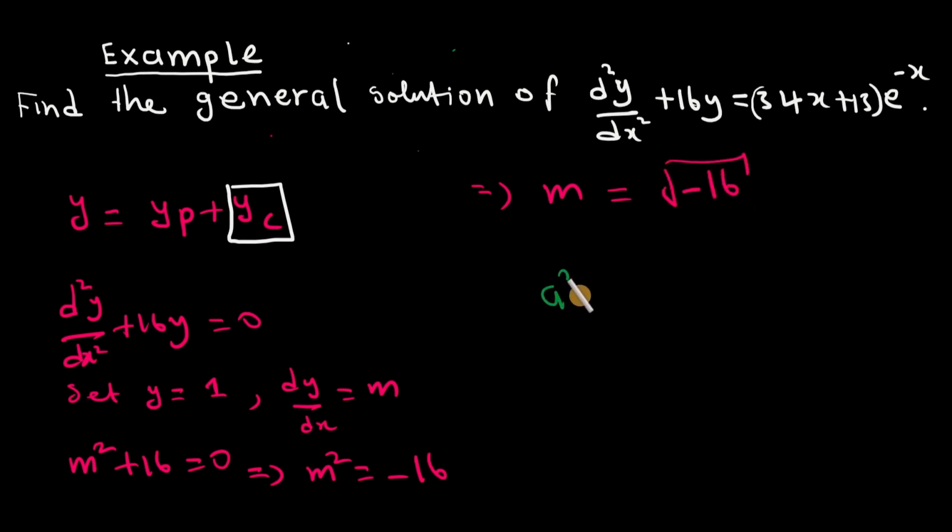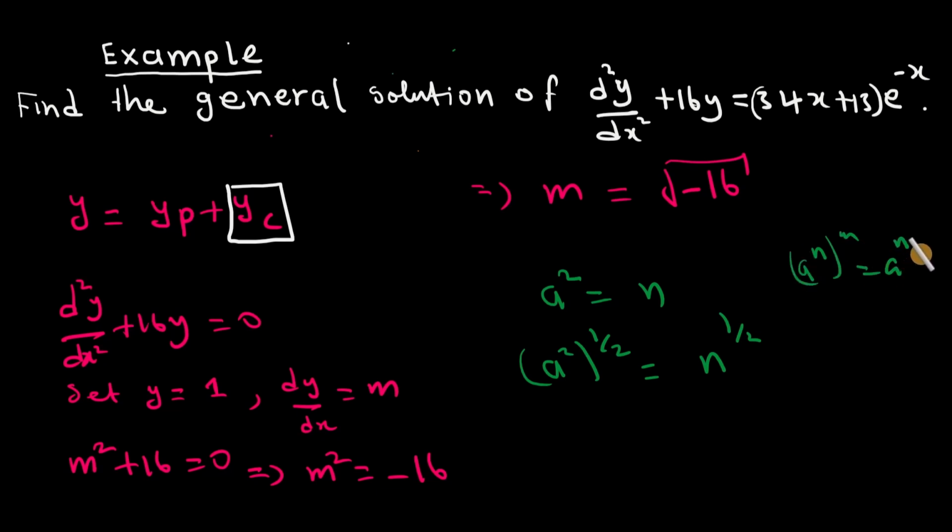You know, from indices, if a squared is equal to n, to make a the subject of formula I take the square root of both sides, which is like raising to the power half, and when I raise this left hand side to the power half, I also need to raise this one to the power half. I also know that from indices, a to the power n m is equal to a to the power n times m. So it means that from here 2 times half is the same, like 2 here, 1 here. So I'll be left with a to the power 1, which is equal to n to the power half, and then a is equal to n to the power half, which also means the square root of n.